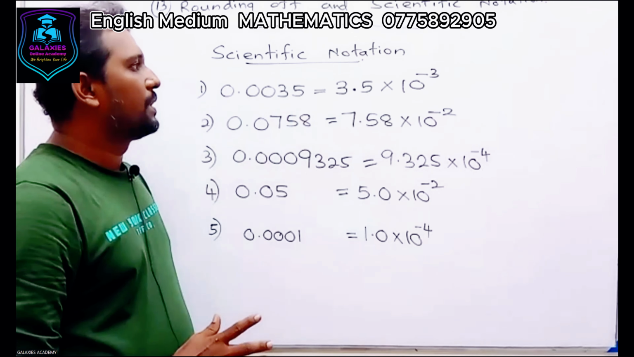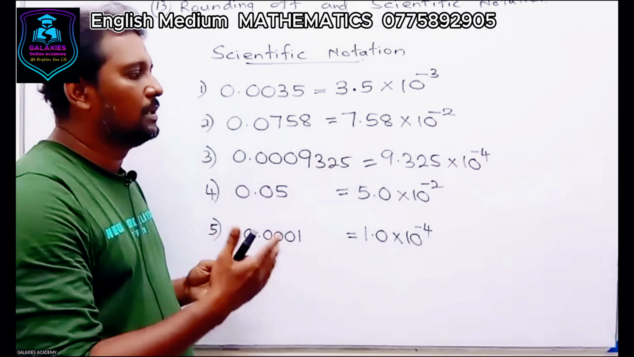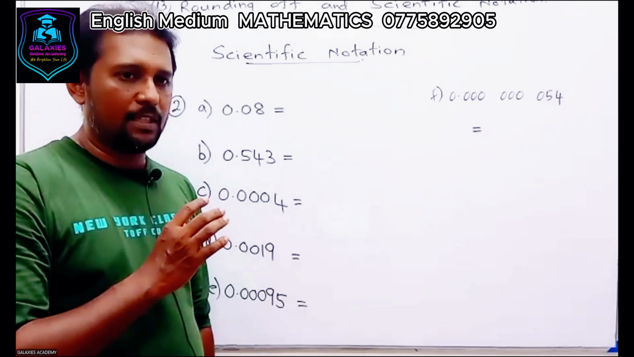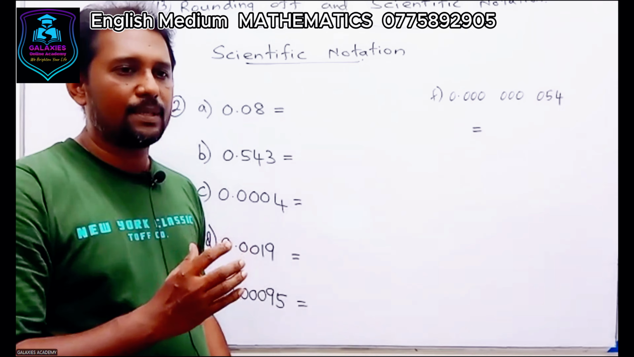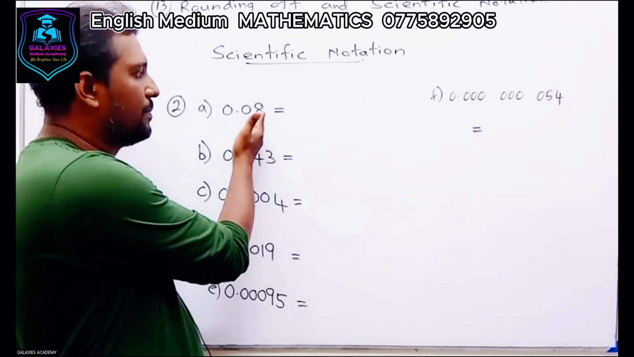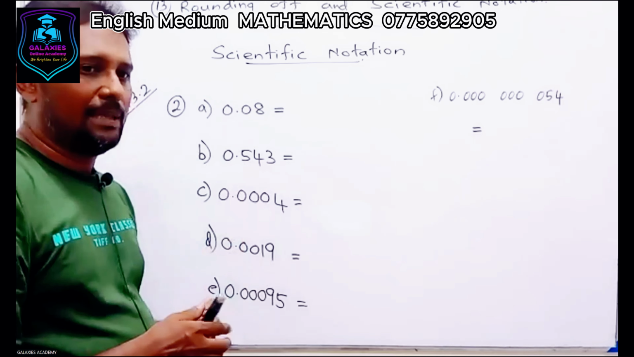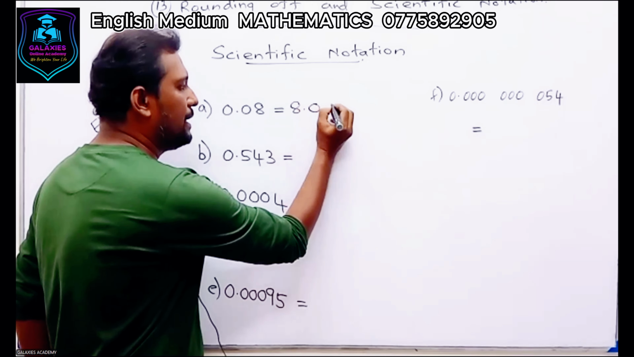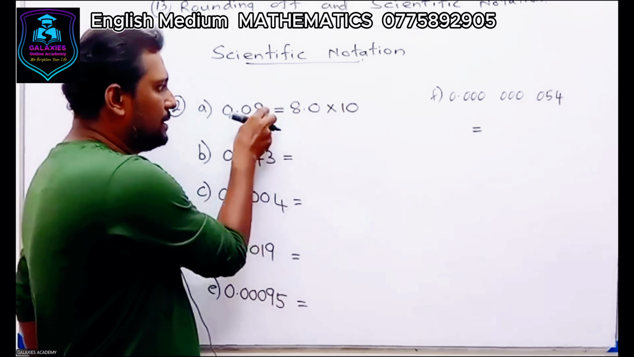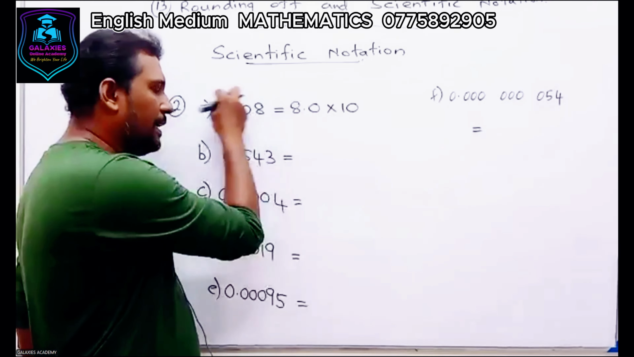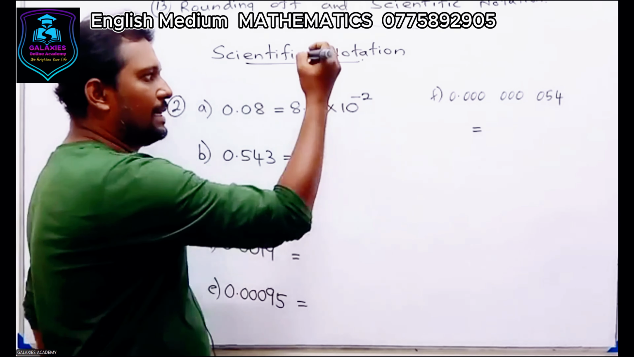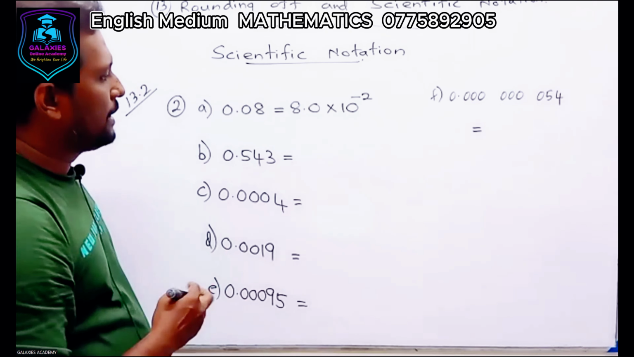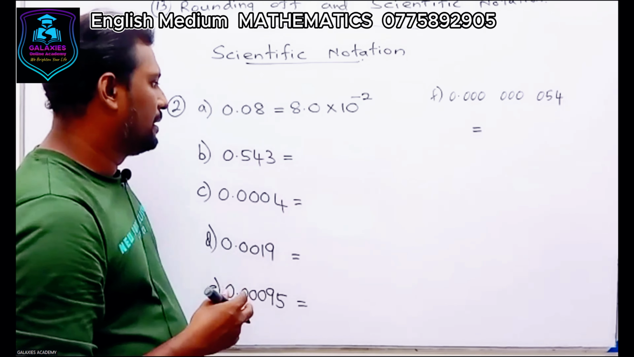Any number's scientific notation writing method. Now, both positive and negative numbers, any numbers, I discussed with you. The decimal point goes after the first digit except 0. So what is the first digit of this number? 8. So you have to keep the decimal point after 8. 8.0 multiply 10 to the power 1, 2, negative direction 2. So the index is negative 2. 8.0 multiply 10 to the power negative 2.